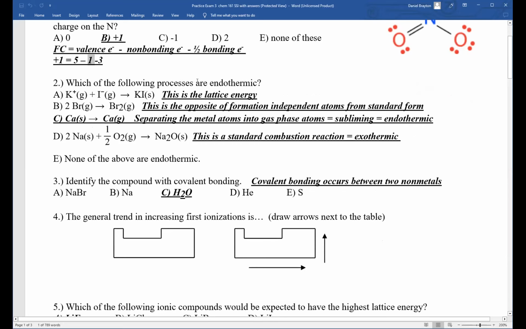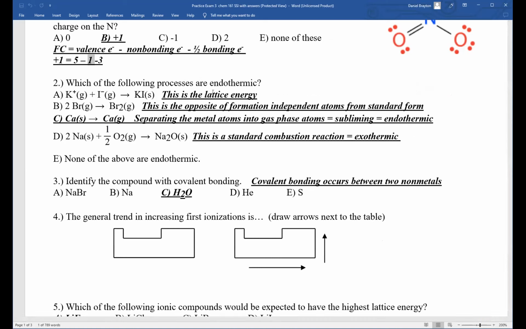Which of the following processes are endothermic? So this has just some of the different things we talked about. Here you can think about this first one. It's like two magnets coming together. So that's obviously going to be exothermic. That's going to be favorable.